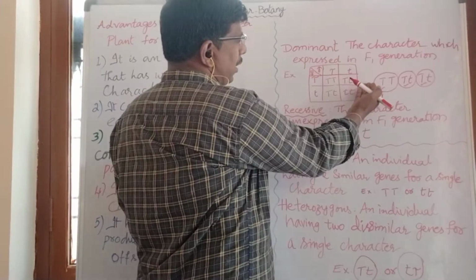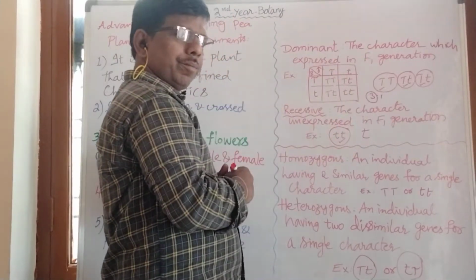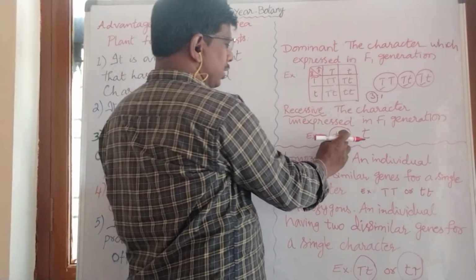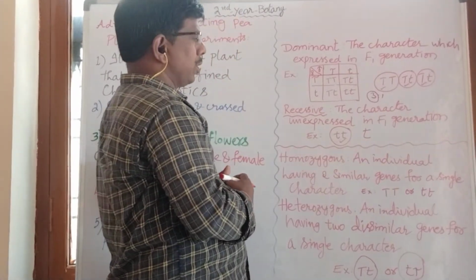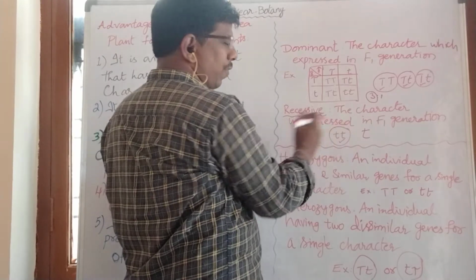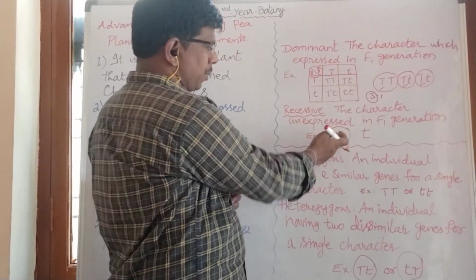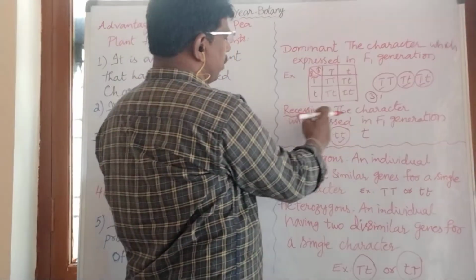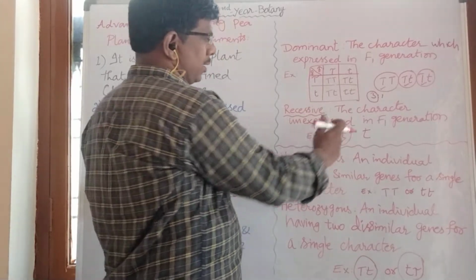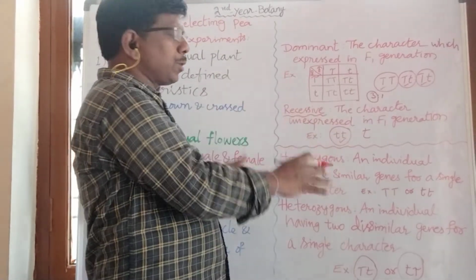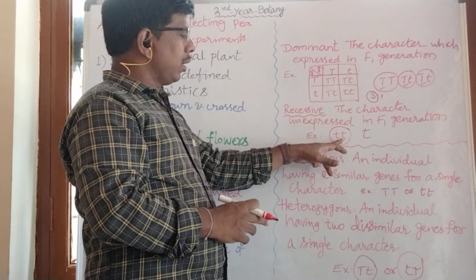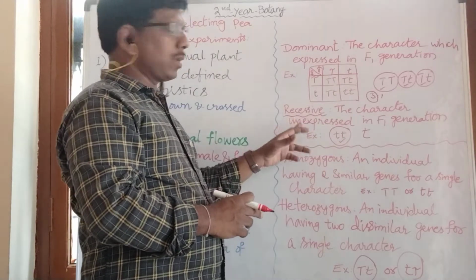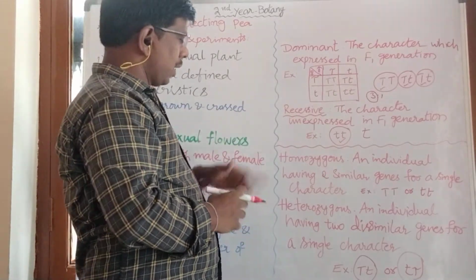That means the tall character is expressed in the F1 generation, but the dwarf character is not expressed. That means small t. That's why it is known as a recessive character. So the character which is unexpressed in the F1 generation, here the dwarf character, is known as the recessive character.